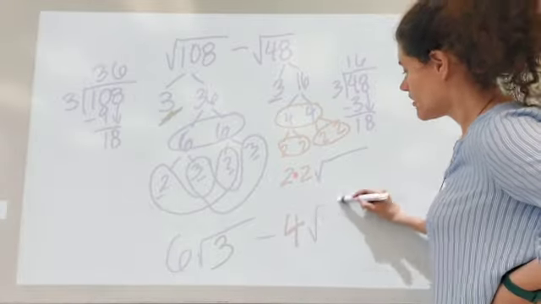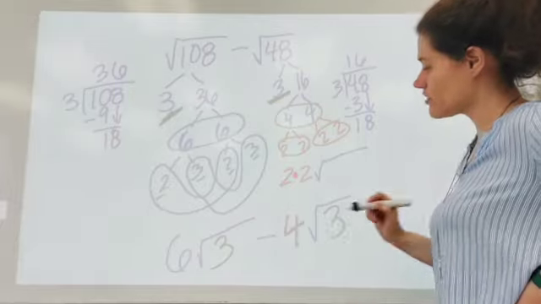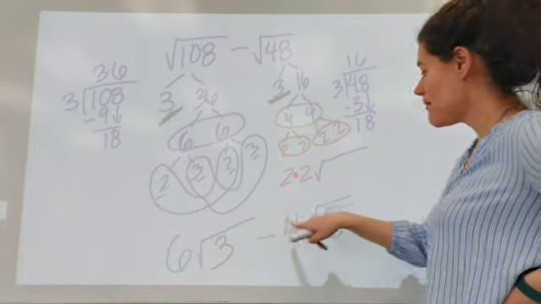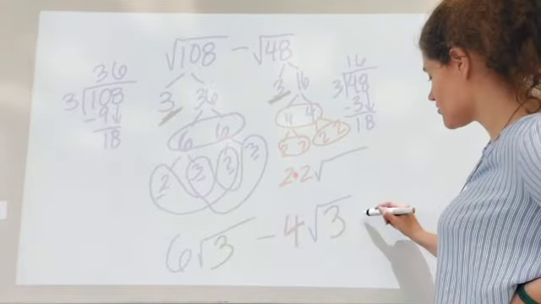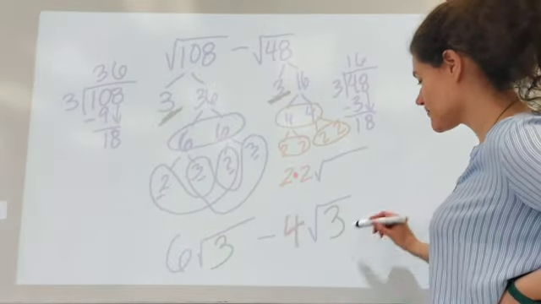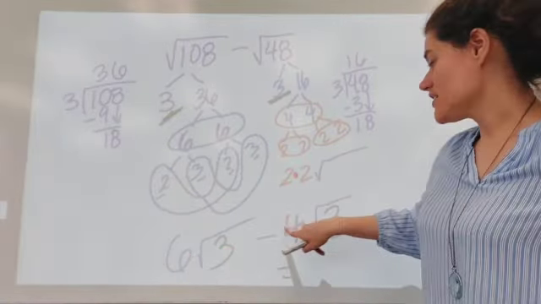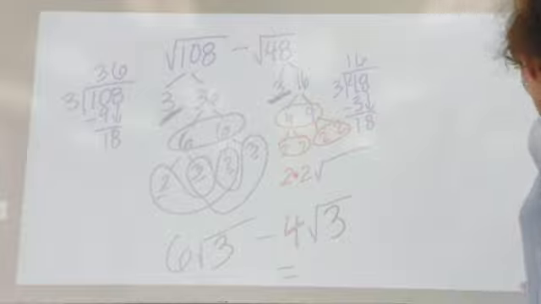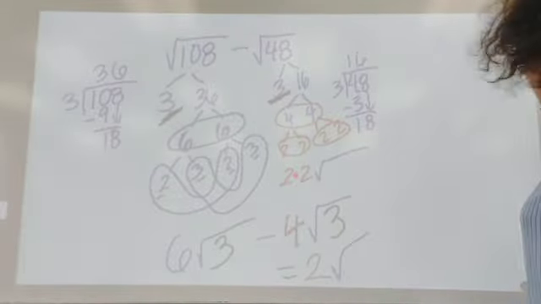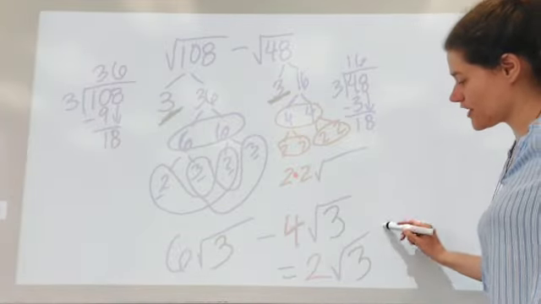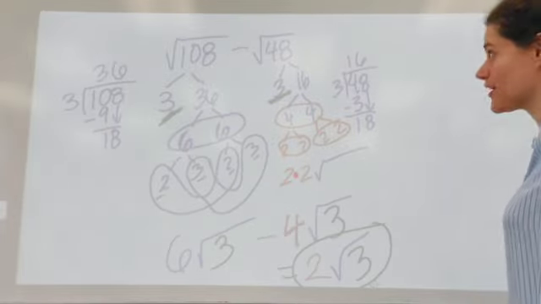Then this 3 that was here didn't have a match, so it stays on the inside, and now my indices and my radicands match, and I can do that subtraction. So that's equal to 6 minus 4, which is 2 square root of 3 for my final answer. 2 square root of 3.